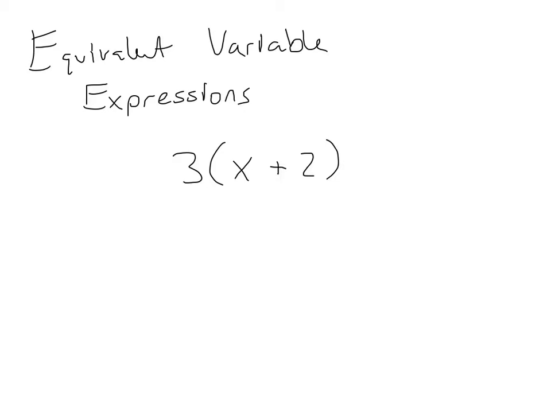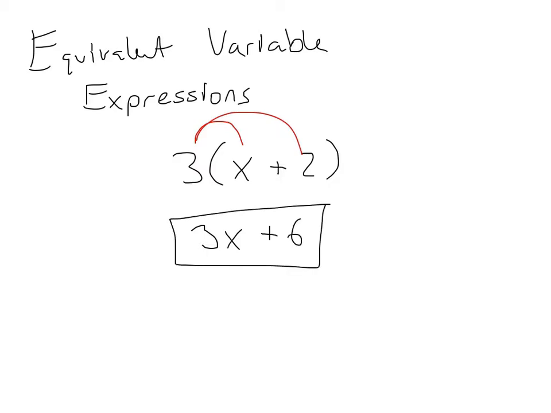But now that you know the distributive property, what you can do is distribute the 3 to the x. 3 times x is 3x. And then distribute the 3 to the positive 2. Positive 3 times positive 2 is positive 6. And that right there is your equivalent variable expression.